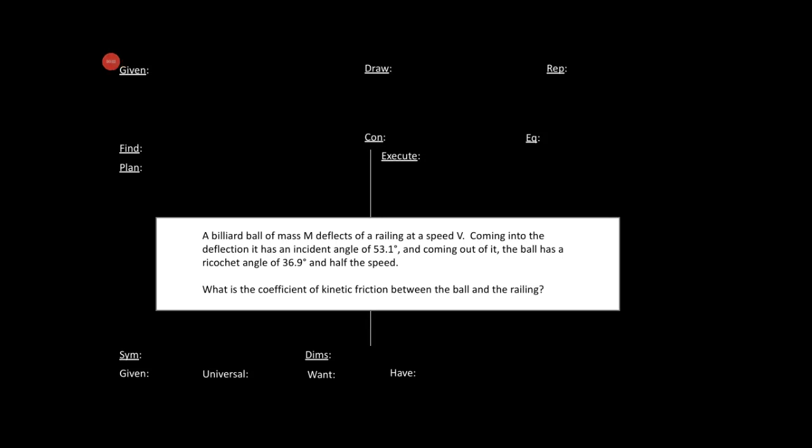All right, so let's have a little bit of fun. We all love to play pool, so let's look at a billiard ball as it hits a railing. It's going to come down and hit a railing, and then we're going to calculate the coefficient of friction. So we're going to figure out what the friction is. Now, why do we care about the friction on a railing?